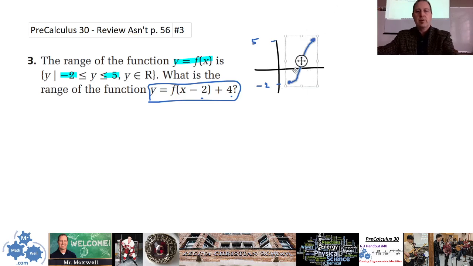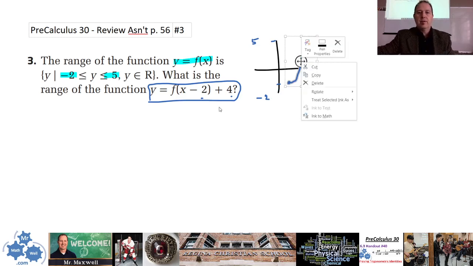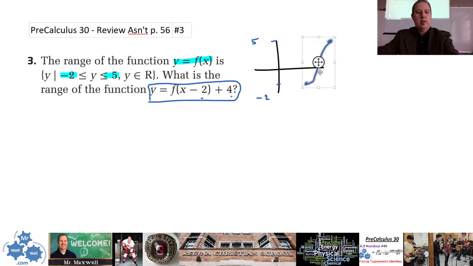So if we were to take that graph and move it according to the transformations, watch this. Here's my graph right here. And this -2 inside here means that we moved the graph, whatever the graph is, 2 units to the right. I want to leave both of them there. So you see that? This is 2 units to the right.